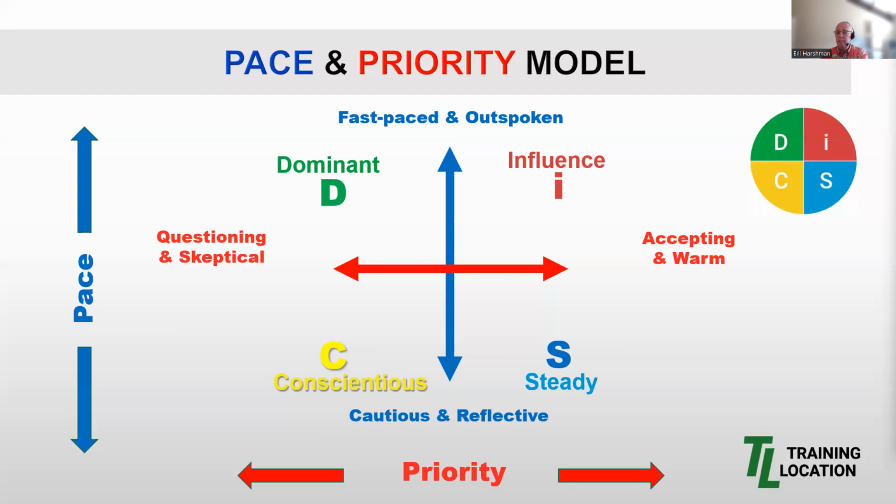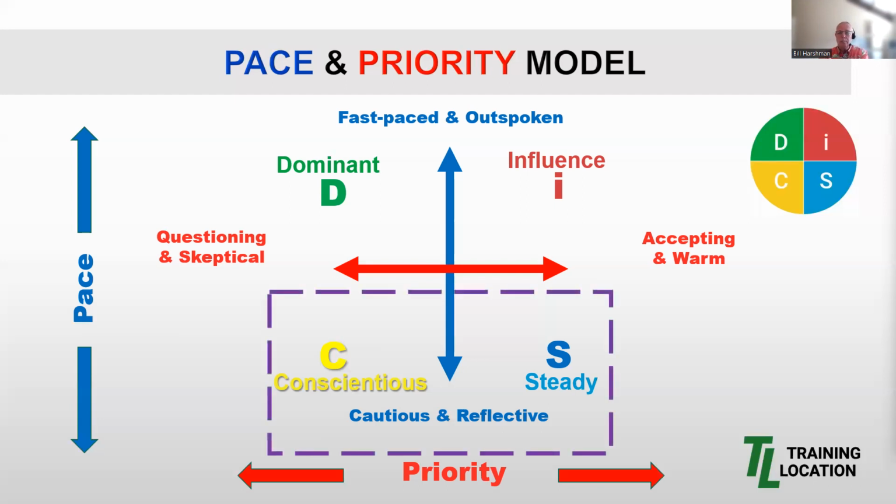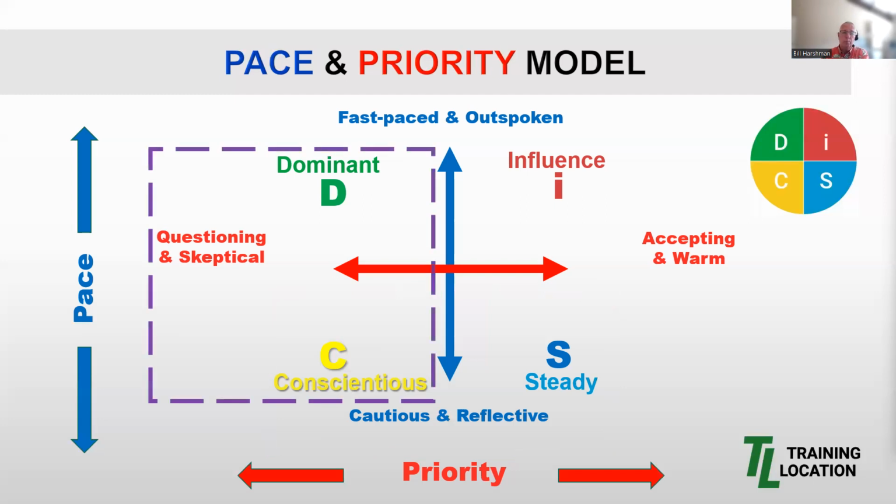If we look at the lower left quadrant, cautious and reflective pace with a questioning and skeptical priority will tend toward a C or conscientious style, which is the topic of our lesson today. I also want to point out that the C style shares a cautious and reflective pace with the steady or S style, and they share a questioning and skeptical priority with the D or dominant. Now, these sharings will come in later in the webinar.